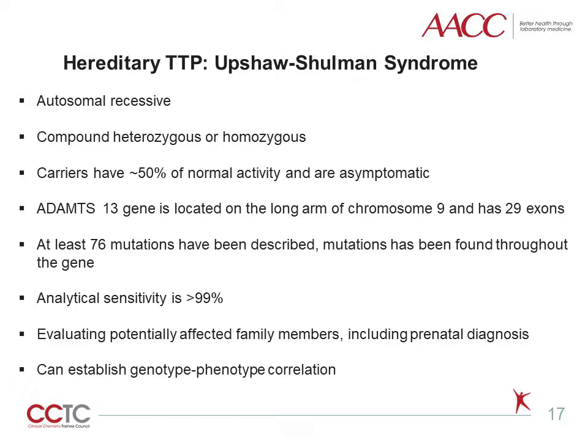The ADAMTS13 gene is located on the long arm of chromosome 9 and has 29 exons, and at least 76 mutations have been described. Mutations have been found throughout the gene. Genetic testing has more than 99% analytical sensitivity and is useful to differentiate from acquired TTP, evaluate potentially affected family members including prenatal diagnosis, and can also establish genotype-phenotype correlation.